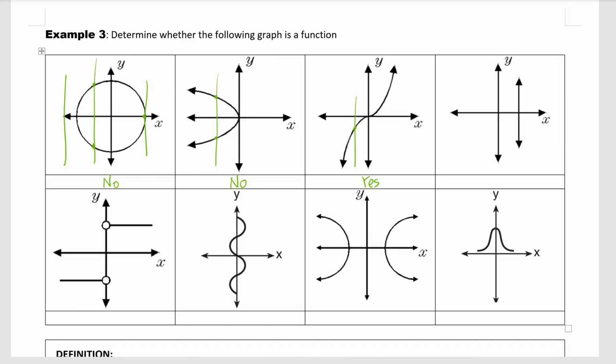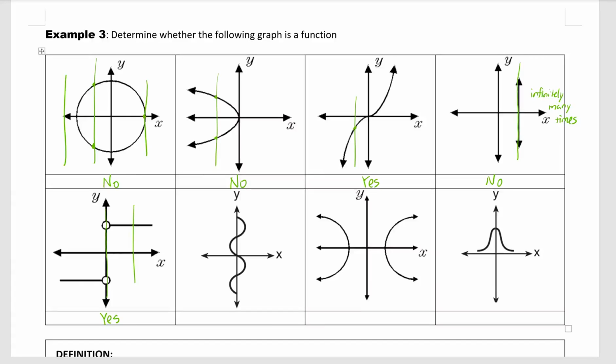How about this one? I can put my vertical line here. Well, what happened? It crossed infinitely many times. So the entire vertical line consists of that. So this is not a function. Okay, how about this one? You see, this one crosses once, but even though we put the line here, you see the open circle? It means there's no point there. So this vertical line does not cross the graph. So in this case, yes, this is a function.